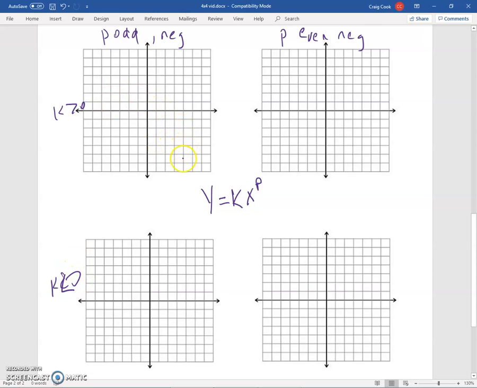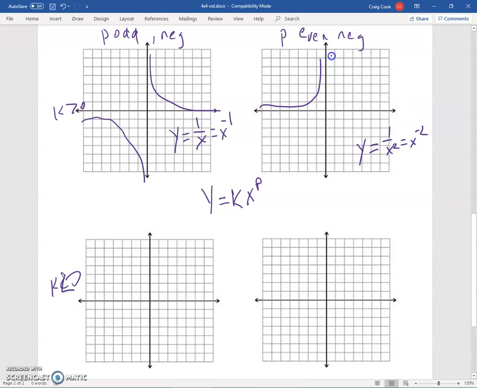This function, p odd negative, will have this basic shape, and like this. This would be y equals 1 over x, which is also x to the negative first power. Here, it wouldn't matter. If we used negative 3, negative 5, negative 7, they're all going to look like this. On this side, if p is even and negative, that would be y equals 1 over x squared, which is x to the negative 2. This graph is going to look like this.